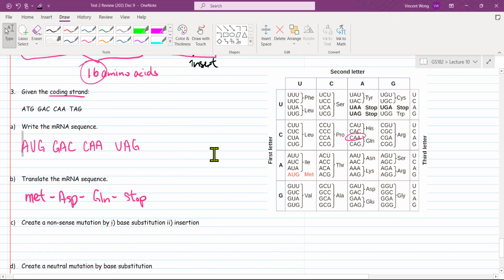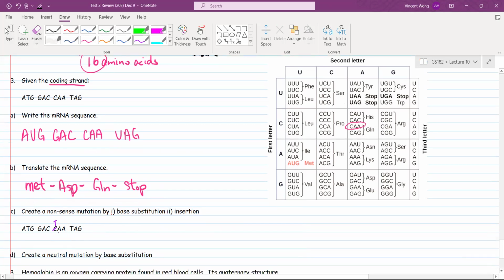Okay, so create a nonsense mutation by base substitution. Let me just take the original sequence here. I know this is CAA, so if I change it to TAA, then that's going to be a nonsense mutation because TAA will become UAA, which is a stop codon. Base substitution means you only change one nucleotide.